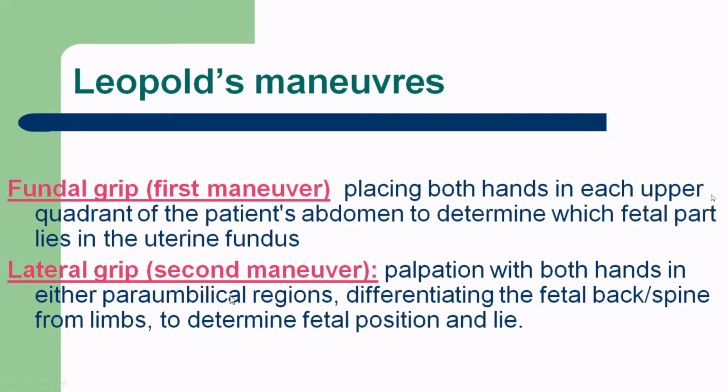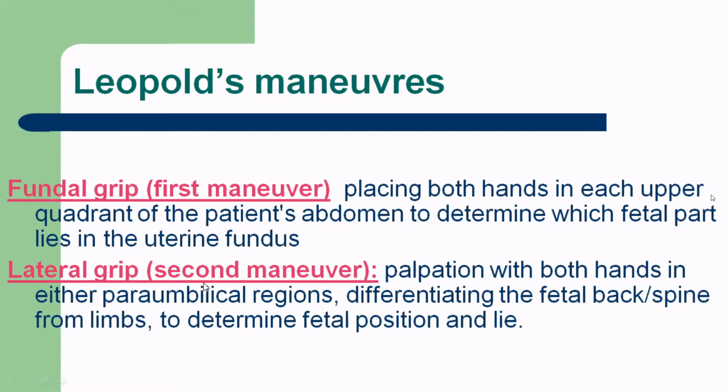These are the Leopold's maneuvers to determine the fetal lie, presentation, and engagement. Okay, fundal grip is the first maneuver. How do we do it? Placing both hands in each upper quadrant of the patient's abdomen to determine which fetal part lies in the uterine fundus. If it is a normal lie and presentation, the fetal buttock will be felt in this fundal grip.